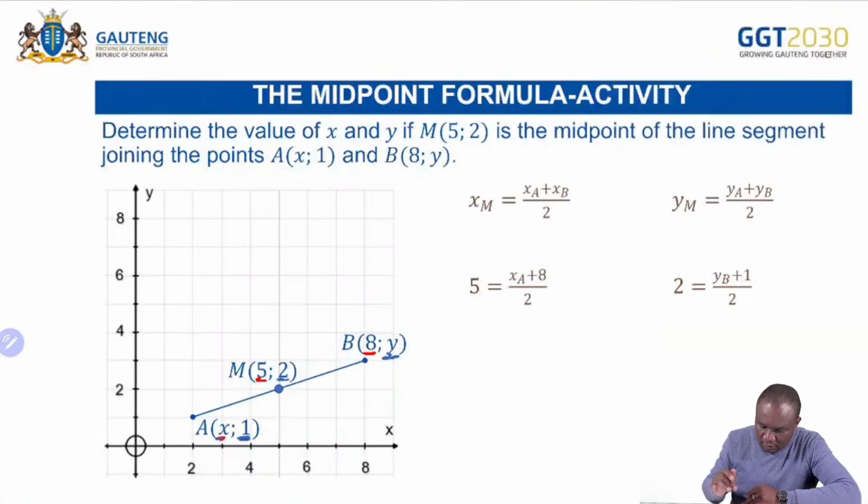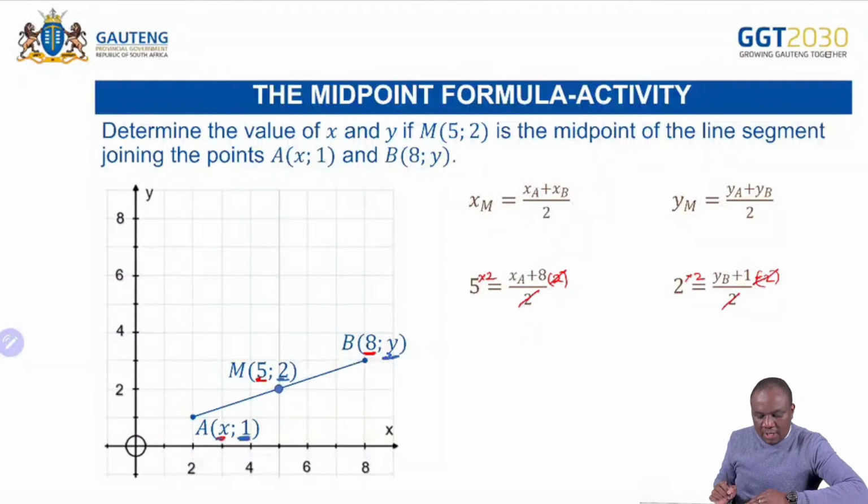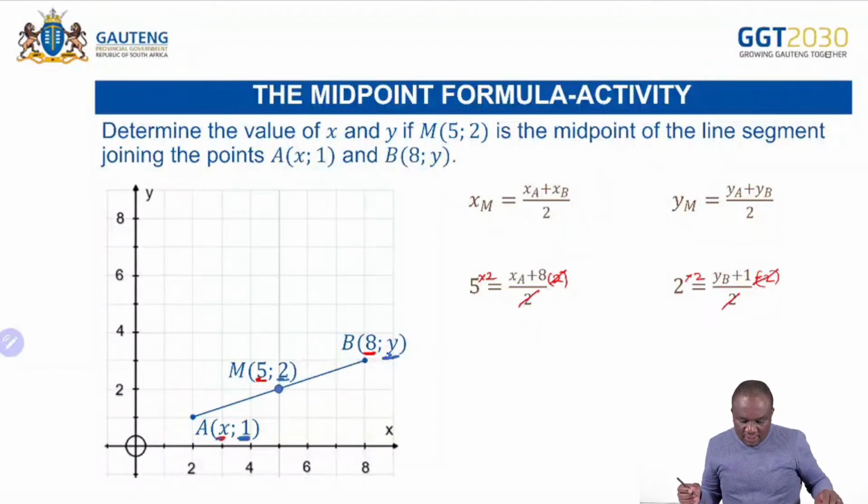Right? We multiply by the denominator, the LCD. So you see times 2 this side and then times 2 this side. Then times 2 here, times 2 there. Then 2 divided by 2 is 1. Then 2 divided by 2 is 1. Then what do we remain with? 10 is equal to xa plus 8. And then 4 is equal to yb plus 1.